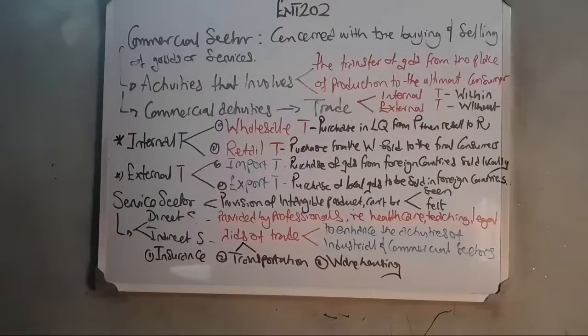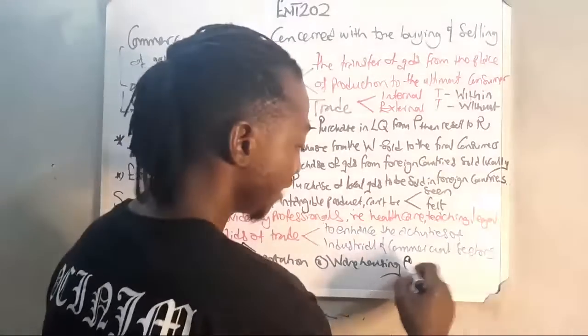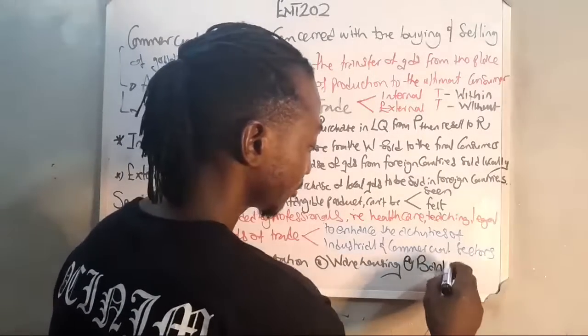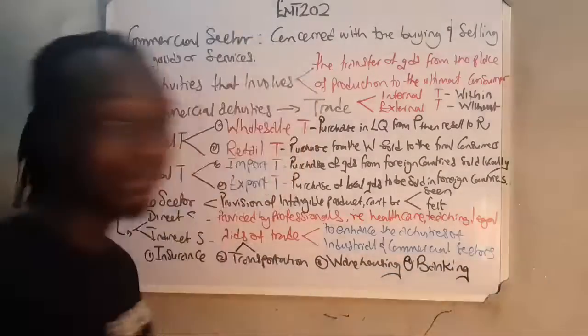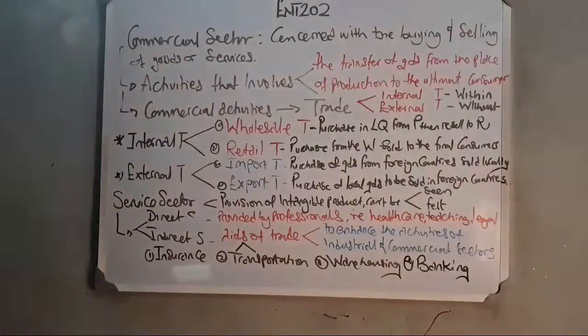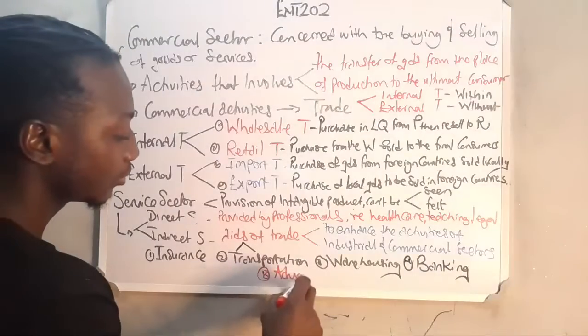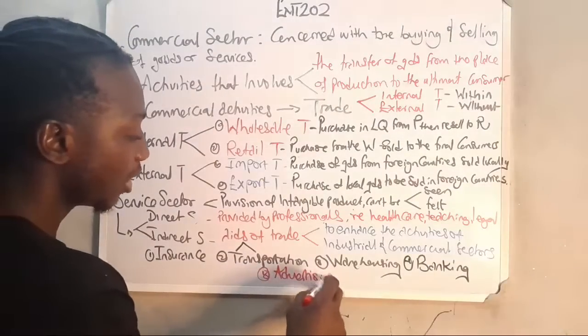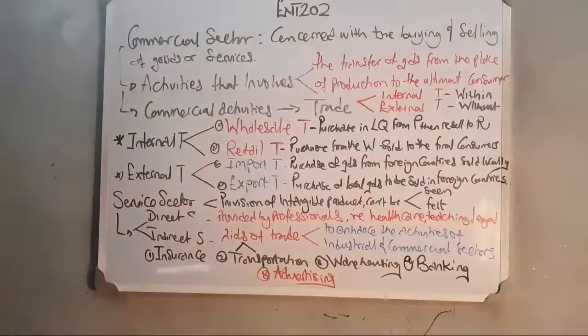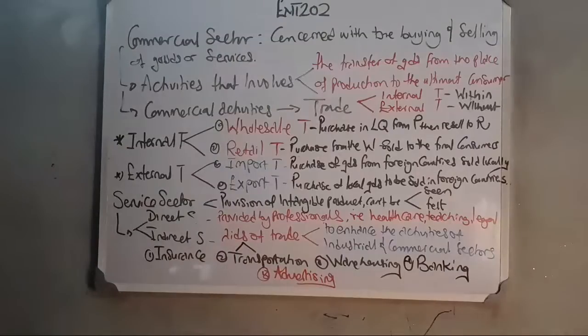Also, we have banking as well. Also, we have advertising. Let me put that as number 5. Advertising. So now let's continue. Permit me to raise the board so we can take more points.